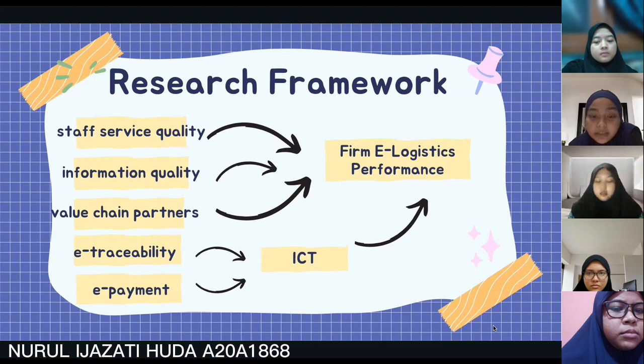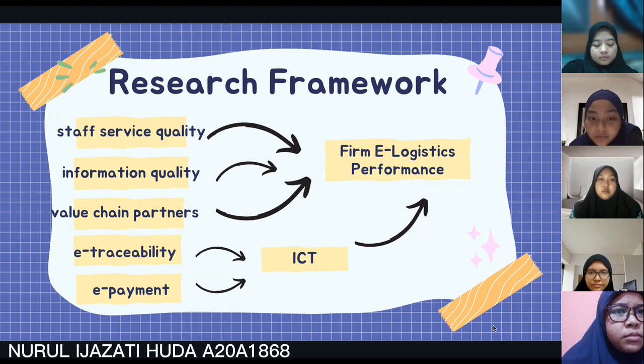Okay, the last independent variable is e-payment. So for the relationship between e-payment and information and communication technology, we form e-logistic performance. According to Kim et al. 2010, e-payment systems are the basis for e-commerce and e-logistics. Therefore, to function successfully and efficiently, both are required.